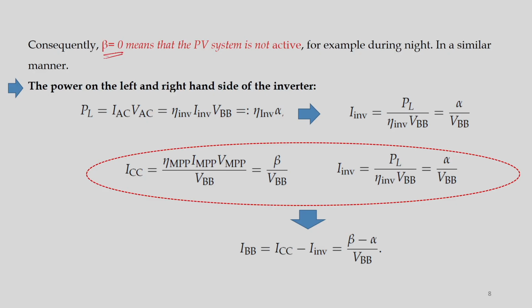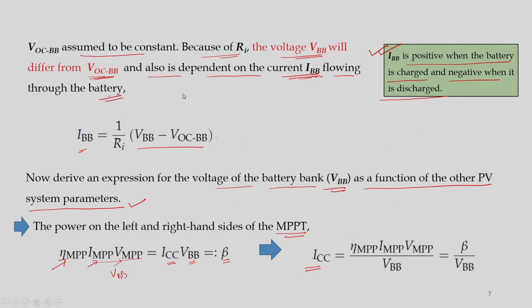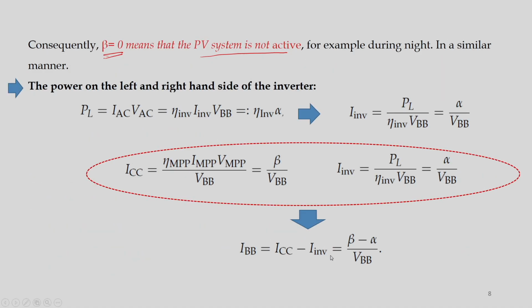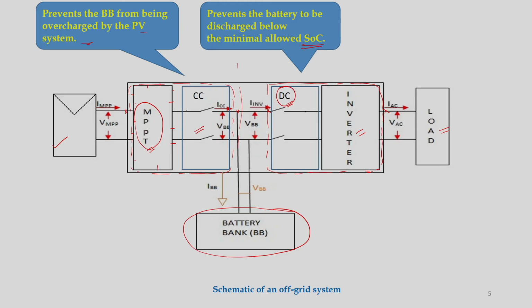Now let us learn more in depth. If beta is 0, it means that the PV system is not active. Maybe at night the PV system is not active, because no solar radiation is falling on the PV system. So, if beta is 0, no current will flow through this circuit, right. So, consider the power on the left and right hand side of the inverter. If you go back to the slides, you can see this is the inverter.